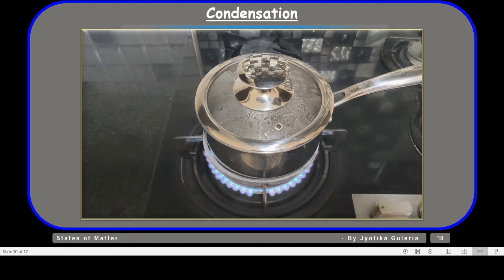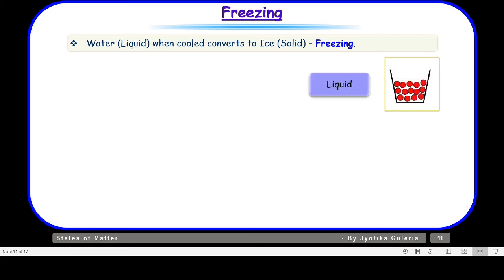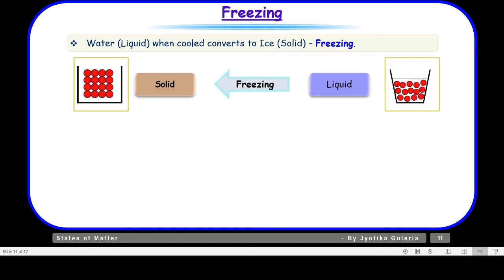And now we'll move on to the next process, and that is freezing. Water, which is a liquid, when cooled, converts to ice, that is the solid state, and it happens on freezing. So liquids, where the arrangement of particles is loose like this, when we cool them further, then they freeze to form solids. That is, the particles come closer to each other to form solids, and they do not leave any scope for movement.